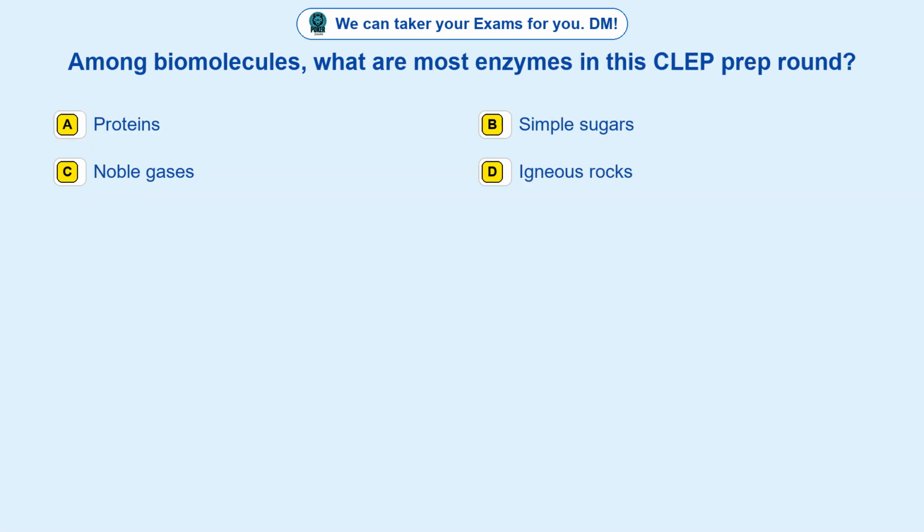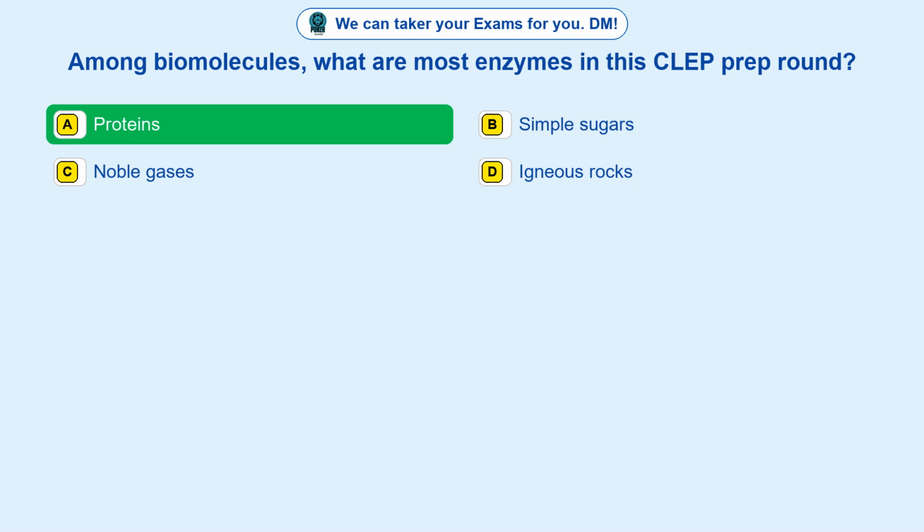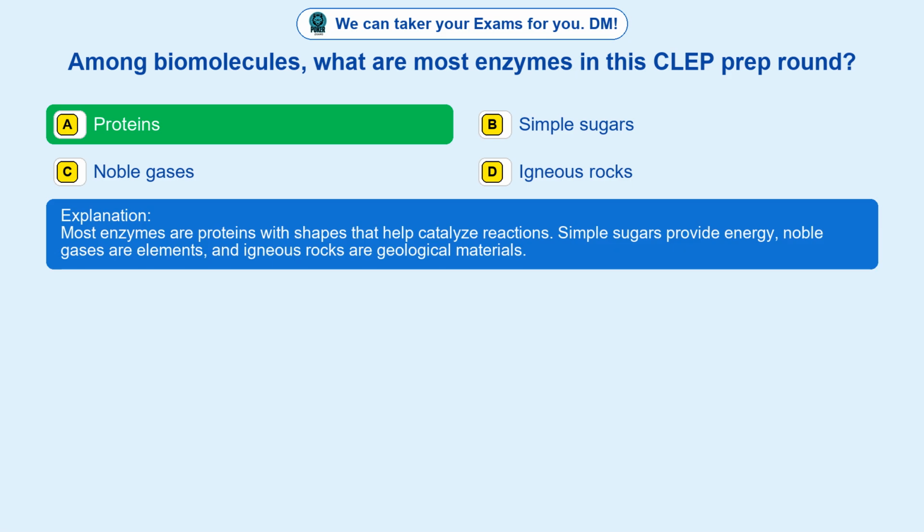Question 30. Among biomolecules, what are most enzymes in the CLEP prep round? Option A, proteins. Option B, simple sugars. Option C, noble gases. Option D, igneous rocks. The correct answer is option A, proteins. Most enzymes are proteins with shapes that help catalyze reactions. Simple sugars provide energy, noble gases are elements, and igneous rocks are geological materials.